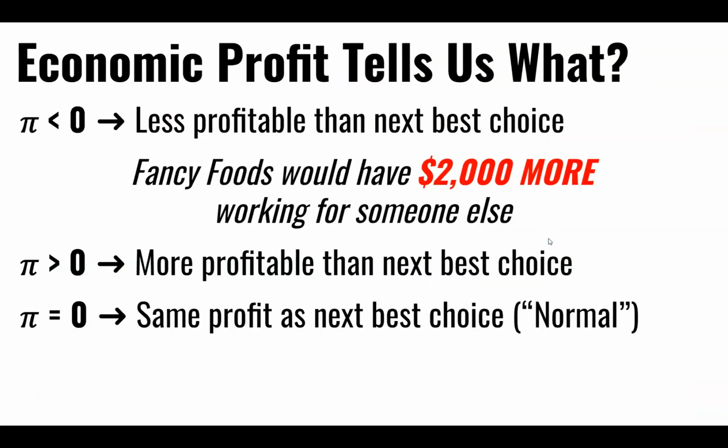So when we're looking at economic profit, profit greater than zero says I'm doing better than my next best choice. If I have a profit less than zero, it means that I am doing worse than my next best choice. So in the case of Fancy Foods, I have a negative $2,000 profit, which means if I did something differently, I would earn $2,000 more than I am running my restaurant. If profit is zero, then we say it's no better or worse than my next best choice, and we refer to that as having normal profit. And that term normal profit will be important when we start looking at perfect competition.